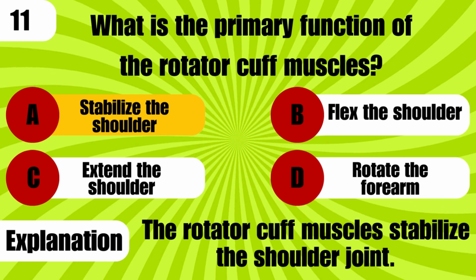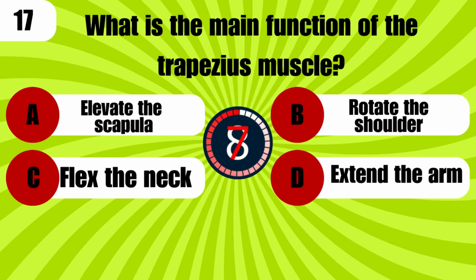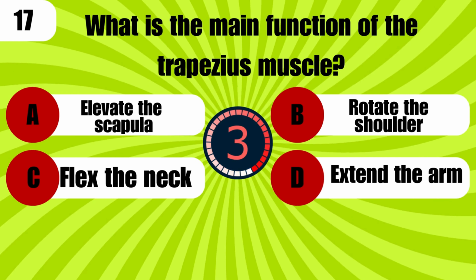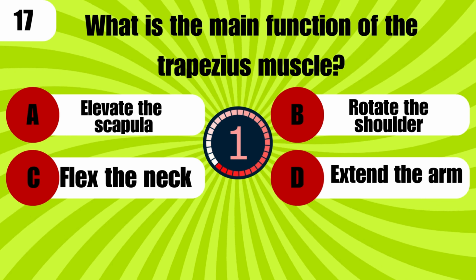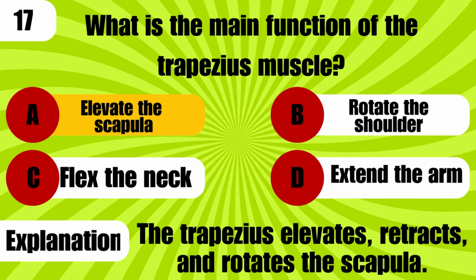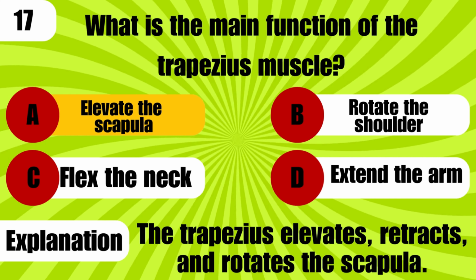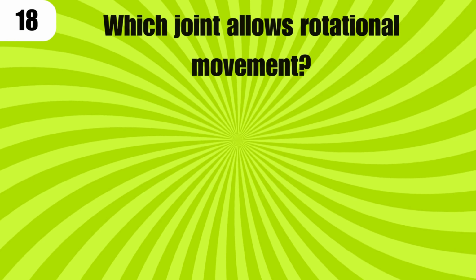What is the main function of the trapezius muscle? Elevate the scapula, rotate the shoulder, flex the neck, extend the arm. The right answer is elevate the scapula. The trapezius elevates, retracts, and rotates the scapula.